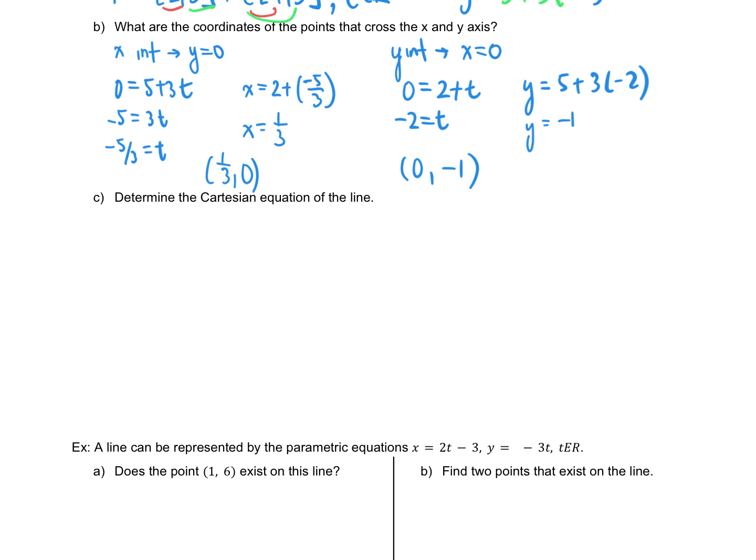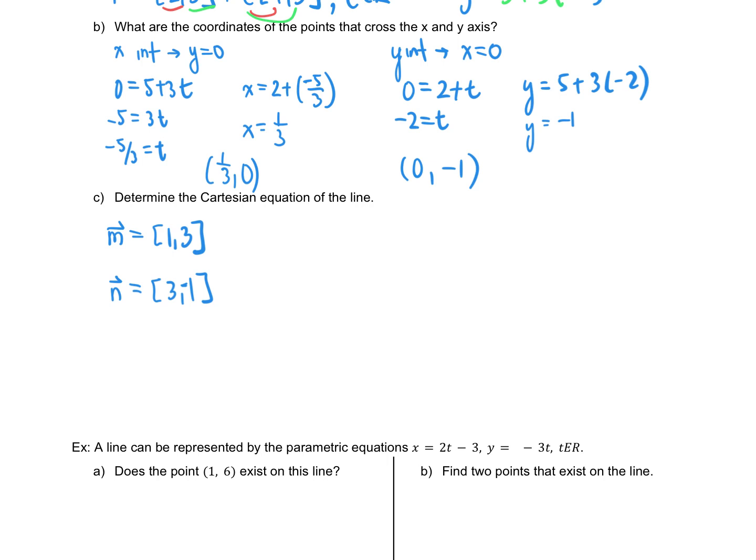Finally, determine the Cartesian equation of the line. Now, we already know our direction vector from above. It was (1, 3). So if you know your direction vector, you also know your normal. Your normal is going to be flip the x and y's, so (3, 1), and change one of the signs. Whether it's the x or the y, it's up to you. So I'm going to do (3, -1).